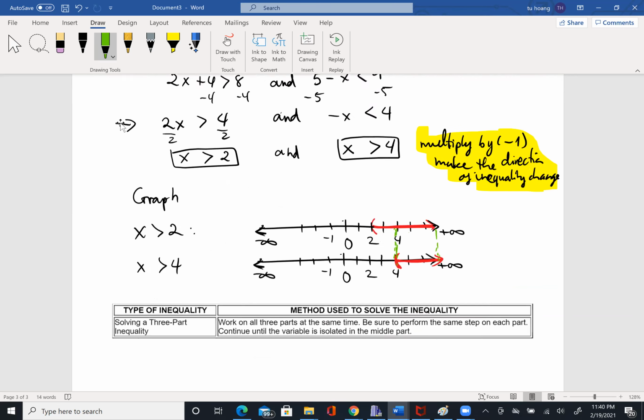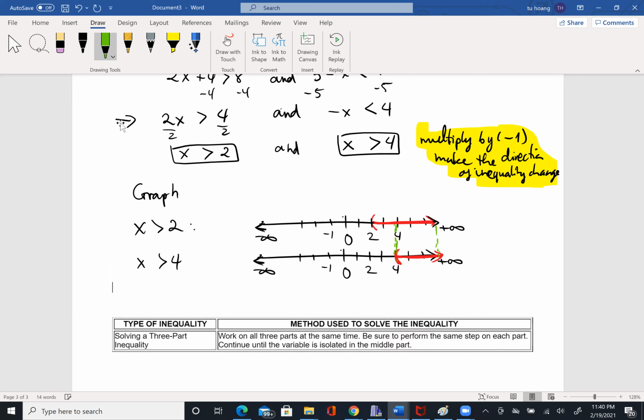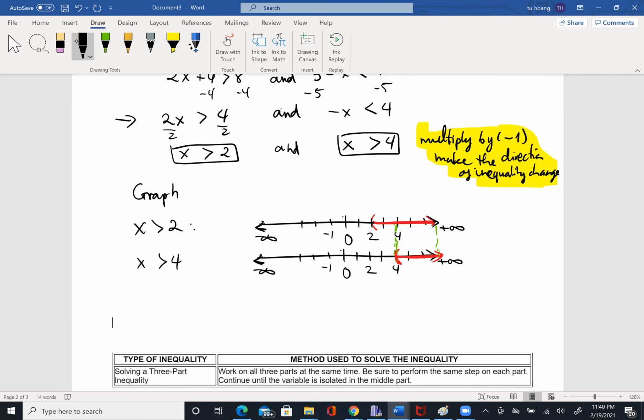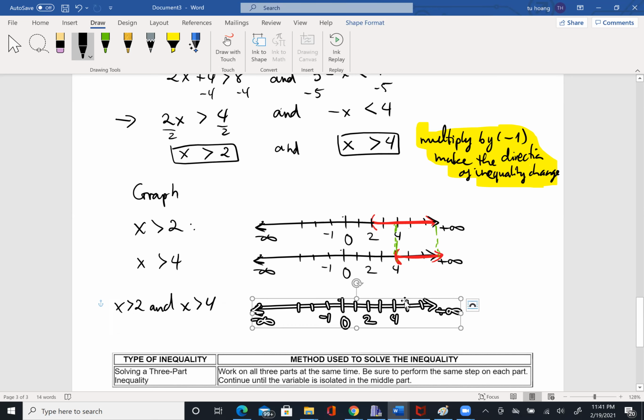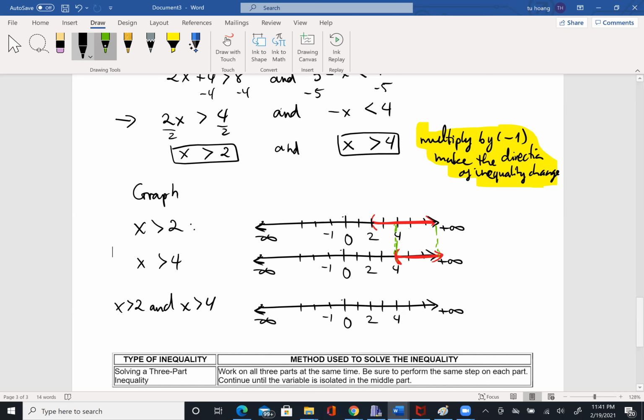Because it says x greater than 2 and x greater than 4, that means it is the intersection, and I will just have another one over here. And I know that it will be from 4 to positive infinity.